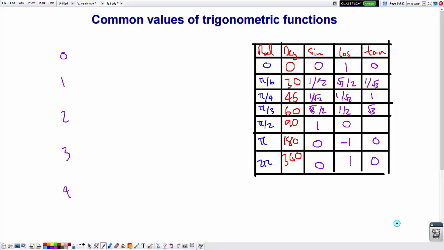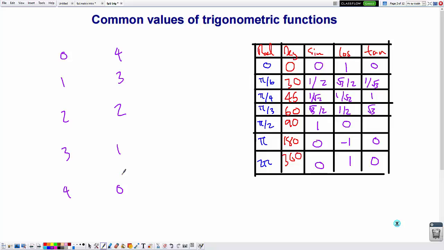0, 1 over 2, 1 over root 2, root 3 over 2, 1, again 1, root 3 over 2. If you look at these, there's a symmetry. So we're going to use 0 to 4, and then 4 to 0: 3, 2, 1, 0. Okay, so there are two things we need to do: we divide, and we square root.